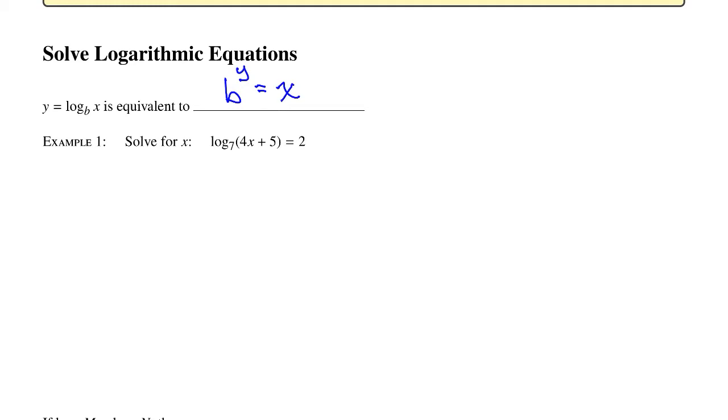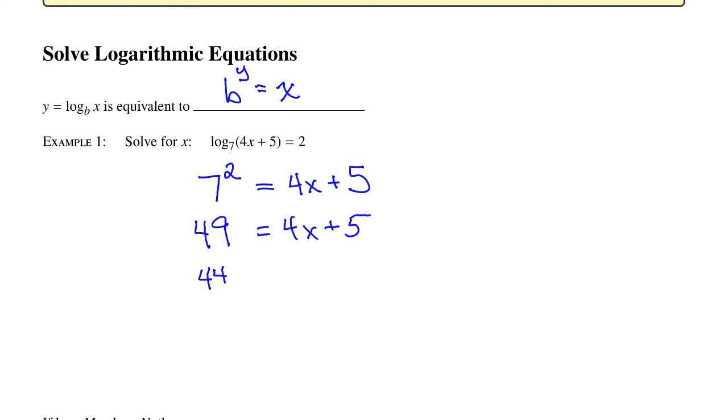Example 1, solve for x. Log base 7 of 4x plus 5 equals 2. If I revert this back into an exponential equation, I get 7 squared is equal to 4x plus 5. Now the x is free from the log, and we can solve for x. 7 squared is 49, equal to 4x plus 5. Move the 5 over, you get 44 is equal to 4x. Divide by 4, and you get x is equal to 11. So that's one example.